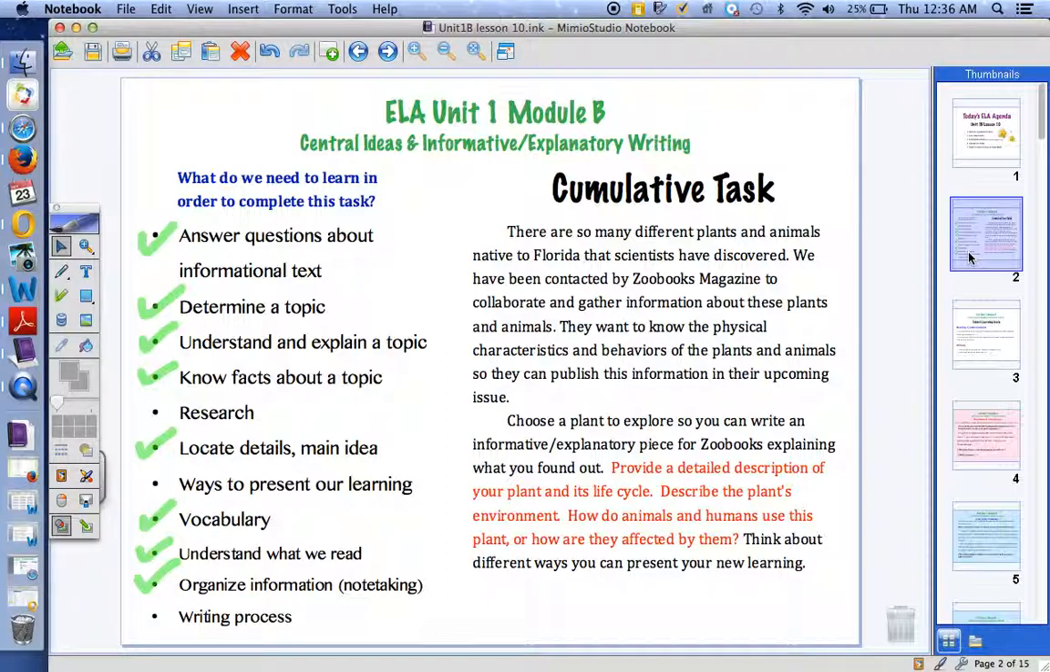So once again, here's our cumulative task. Again, in the red area here, these are the questions that were changed based on the topic of our writing, which will be selecting a Florida plant. And over on the left side are the items that we have checked off that we have done in lessons so far. So beginning next week, we're going to focus more intensely on researching and gathering our data. Also, I'm going to show you some ways that we can present our learning, and we'll also review the writing process. So those are the three big chunks of information that we still need to cover.